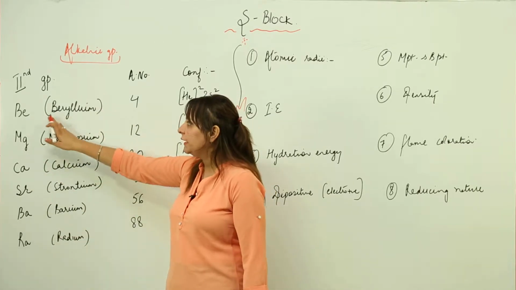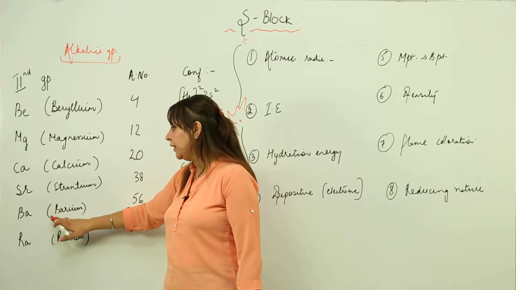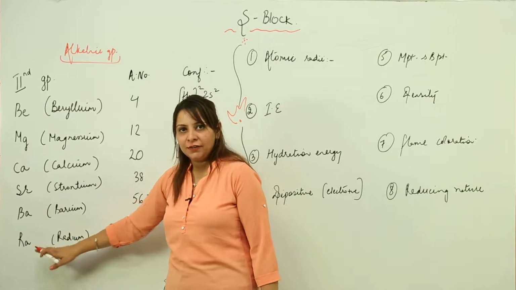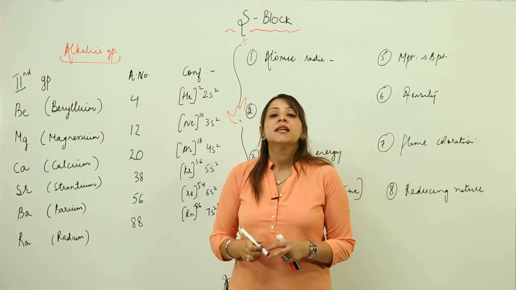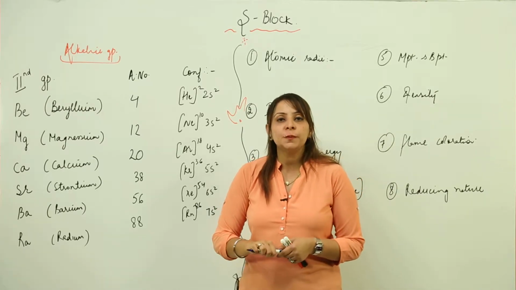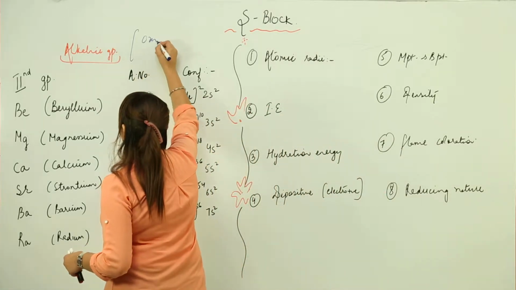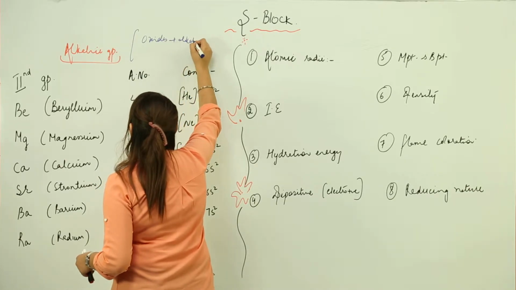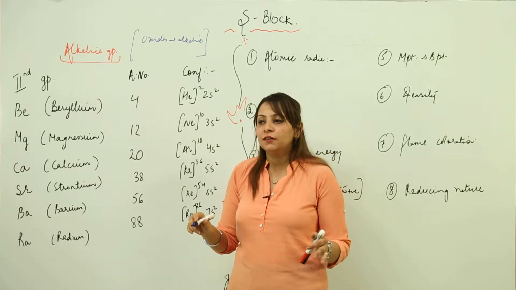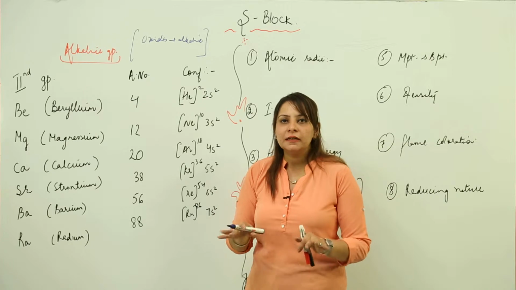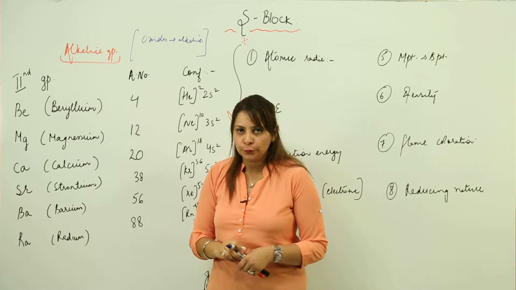As you can see, beryllium is Be, magnesium is Mg, calcium is Ca, strontium is Sr, barium is Ba and radium is Ra, right. The first question is why they have been given a special name, the alkaline earth metals. The reason is that they form oxides, and their oxides are alkaline in nature. Moreover, they are not attacked by heat or fire, they remain in the earth crust. This is the reason behind the name.